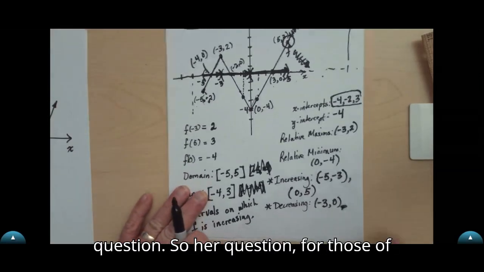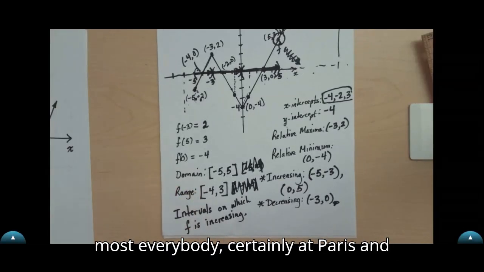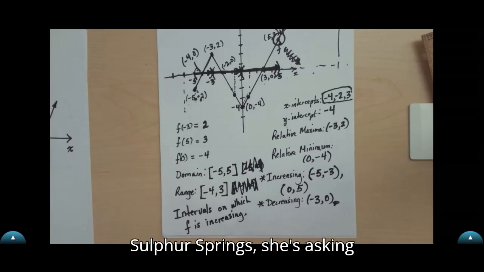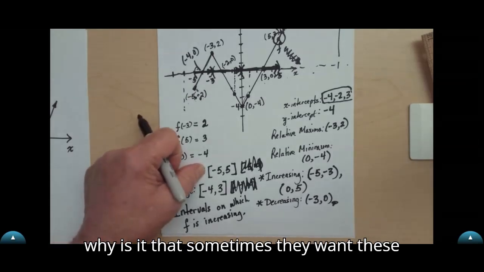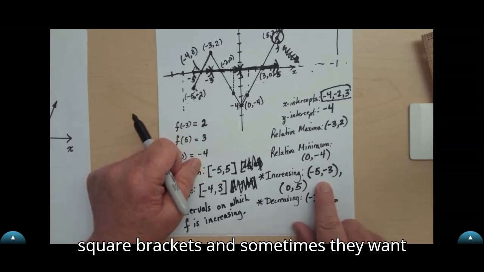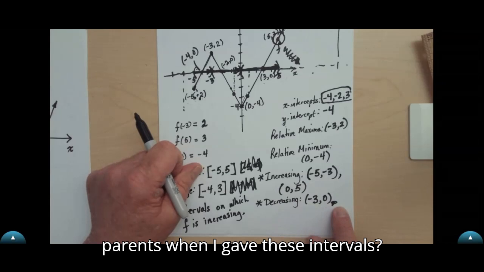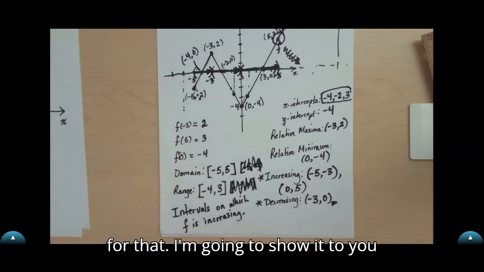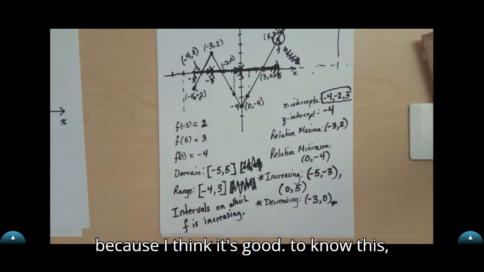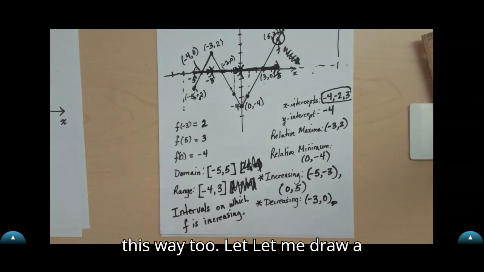That's actually a good question. So her question, for those of you who couldn't hear it, is why sometimes they want square brackets and sometimes they want round. Why did I use only rounded parentheses when I gave these intervals? There's actually a real simple reason for that. I'm going to show it to you because I think it's good to know this. It'll help you understand why it works this way too.